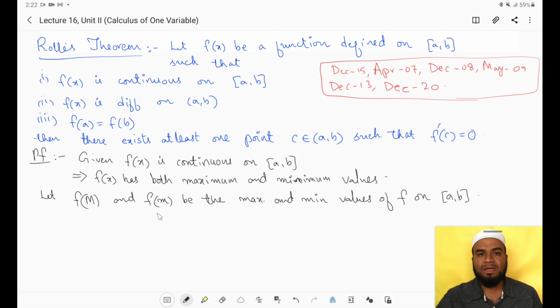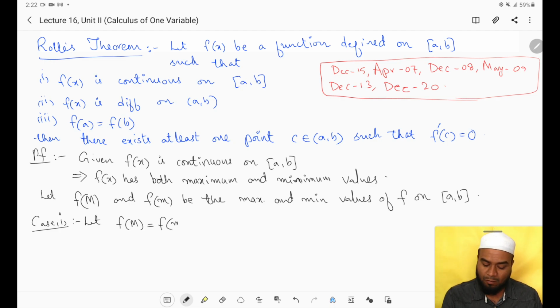Then these two values can be either equal or not equal. The only possibility is they may be equal or they may not be equal, right? So first case I will consider they are equal. If I am having two numbers, then the numbers will be either equal or unequal, right? The simple thing. If they are equal, then what will happen? If they are not equal, then what will happen? We are going to see now. Suppose f of capital M and f of small m are equal, then what will happen?